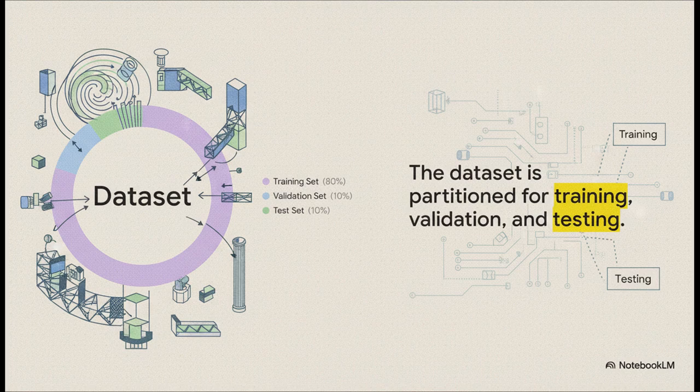But you can't just dump all that data into the model at once. You have to be smart about it. The dataset gets partitioned using a pretty standard machine learning approach. A big chunk, 80%, is used for the initial training. That's where the model learns all the patterns. Then, two smaller, separate 10% slices are held back for validation and testing.